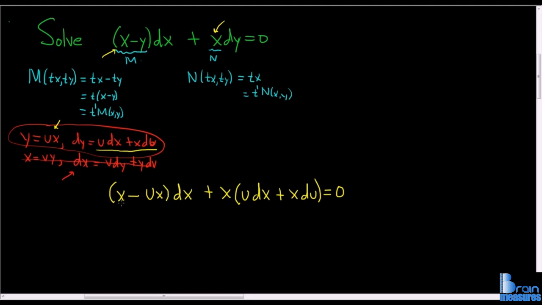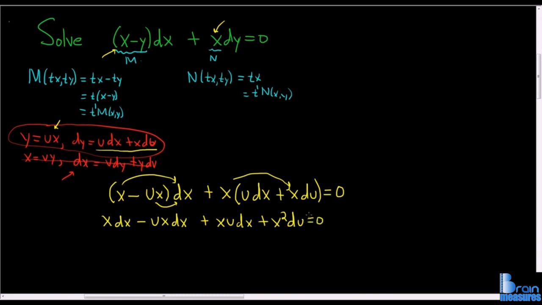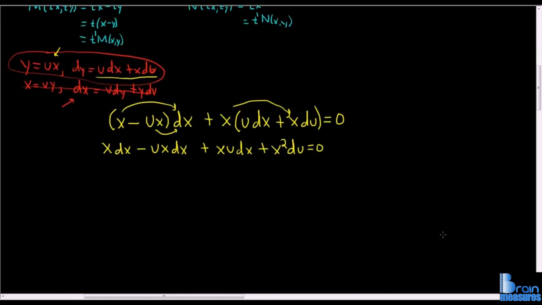Let's carefully distribute. So x times dx is simply x dx. So x dx. And then minus ux dx. ux dx. Plus, here we have xu dx. So xu dx. And then here we have x squared du. x squared du. And this is equal to 0. Let's see if anything here cancels. Looks like these guys go away. And so we have x dx. And usually that happens. It's a good sign. So x squared du. And this is equal to 0.